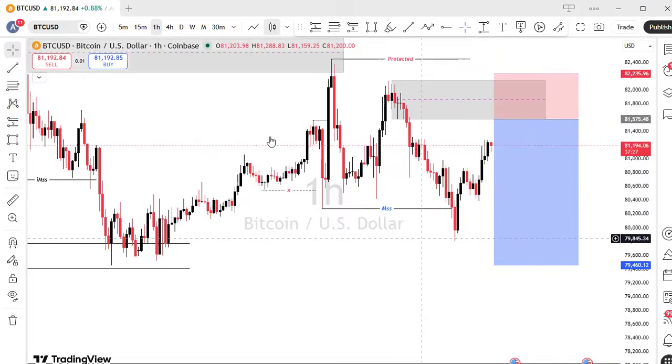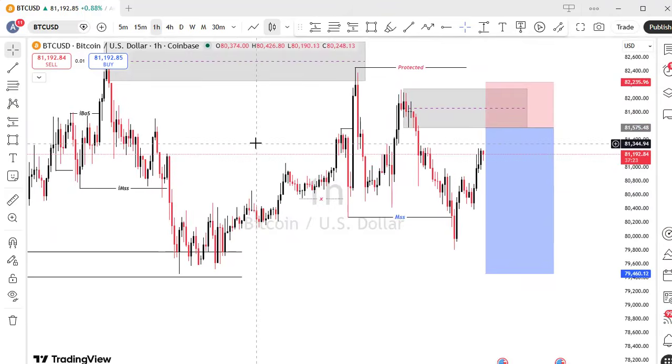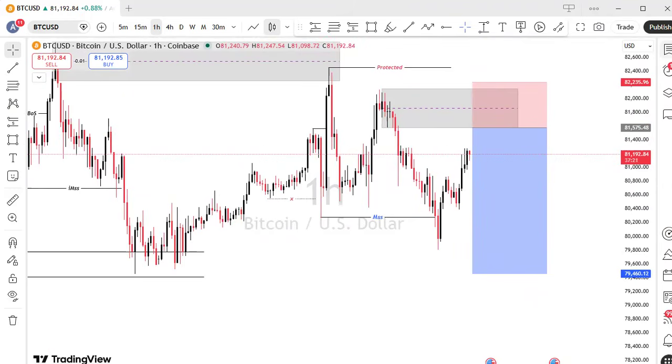So guys, that is it on BTC. That is what I'm watching on BTC. So you might tell me in the comment section, what do you think about this setup?